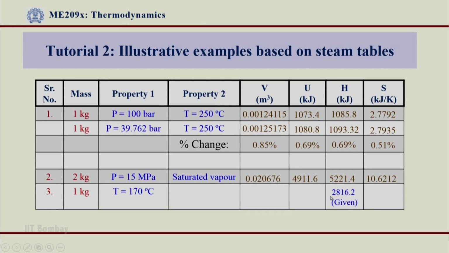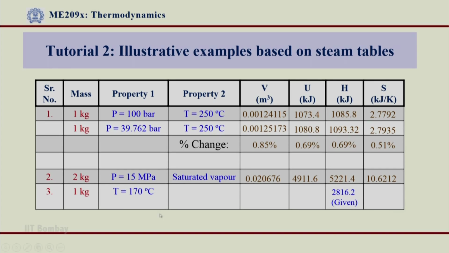So let us find out these properties. Let us go to table 1 and first find out in which zone this lies, because from T is equal to 170 degrees centigrade, from table 1 we can find out what is Hf and what is Hg, and then we will compare the given H value and find out in which zone this system lies. So let us go to table 1, locate T is equal to 170 degrees centigrade and find out what the values of Hf and Hg are.